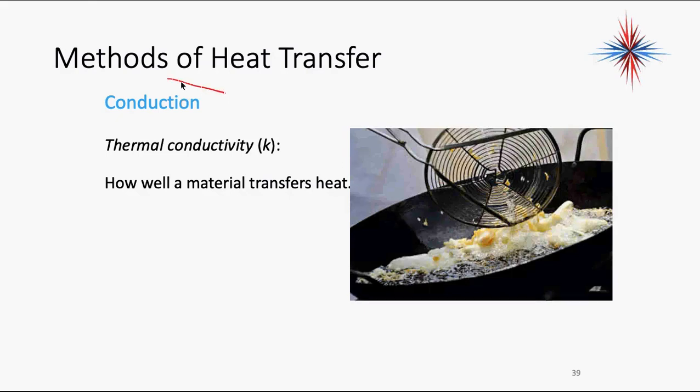Now, when we're talking conduction, there's a term that we have to understand. It's called thermal conductivity. We're going to use this when we start talking about how fast heat transfers through the walls of your building. Thermal conductivity is known as K. When you look at heat loads, it's known as K. It's how well a material transfers heat.